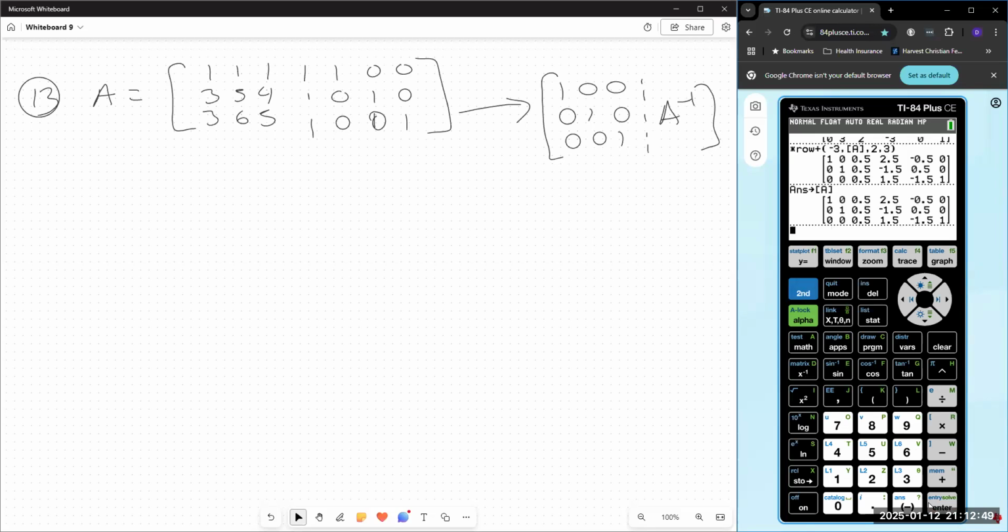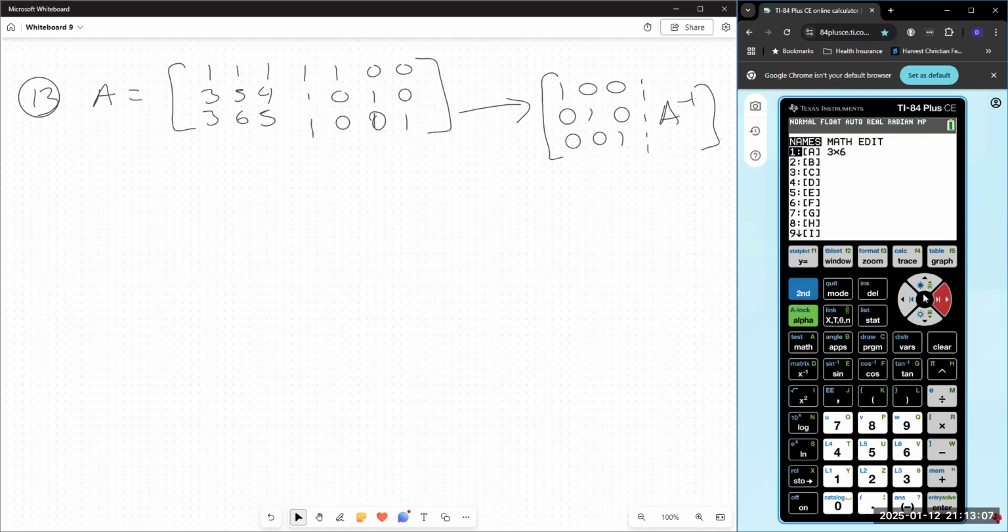You may say this seems like a lot of unnecessary steps. It's okay. This is the process in linear algebra. So now we're going to multiply row 3 by 2 to get a 1 down there. So second matrix, math, multiply, and then we have our multiplier of 2, matrix A, row 3, like so. We're going to store that.